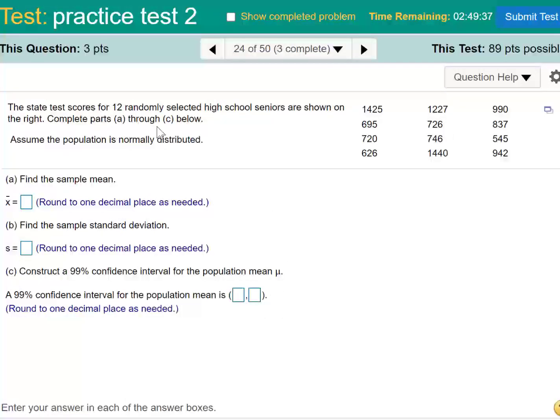The state test scores for 12 randomly selected high school seniors are shown below. Complete parts A through C. We can do this using the calculator or using StatCrunch. I'm going to do it both ways.